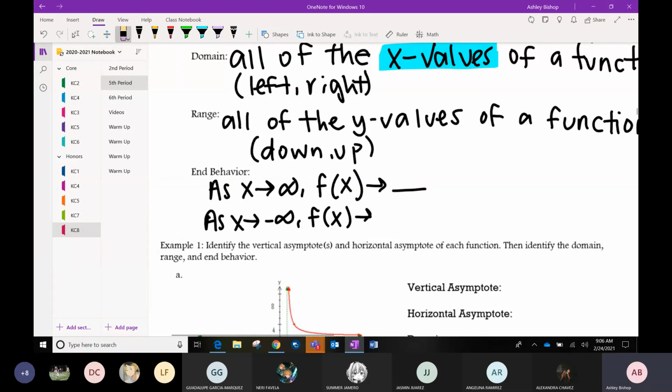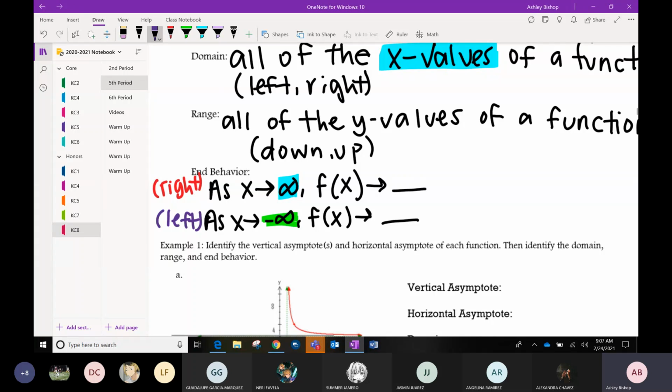Again, as x approaches positive infinity, that's what's going on the right side of the graph. So what does the right end of my graph go to? And as x approaches negative infinity, what's going on with negative infinity? That's the left side of my graph. You guys are very, very good at end behavior.